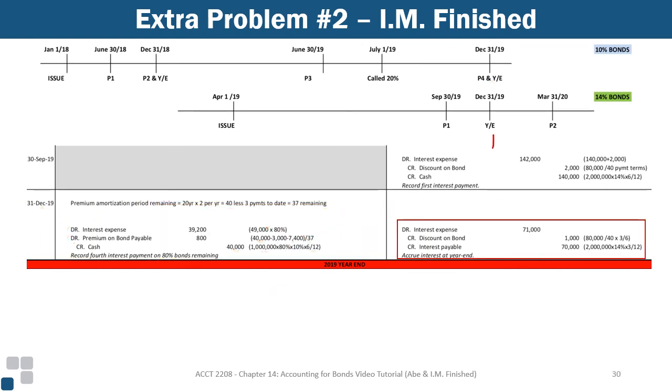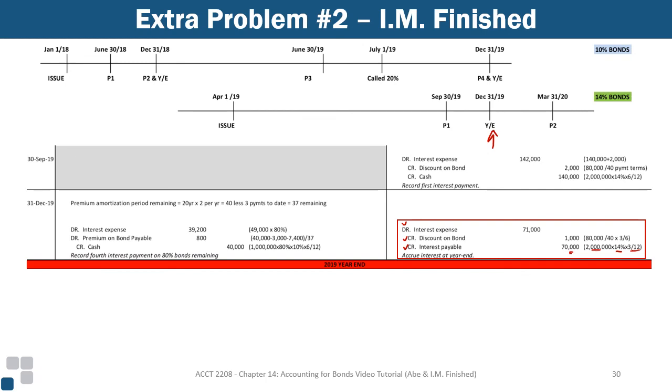Then on the 14% bond, we have to accrue at the end of the year. So set up the same accounts: debit interest expense, credit discount, credit interest payable. Do the interest payable first because it's the easiest. There's $2 million in bonds that pay 14%, but this time they're 3 months, 3 months out of 12. That gives you interest payable 70,000.